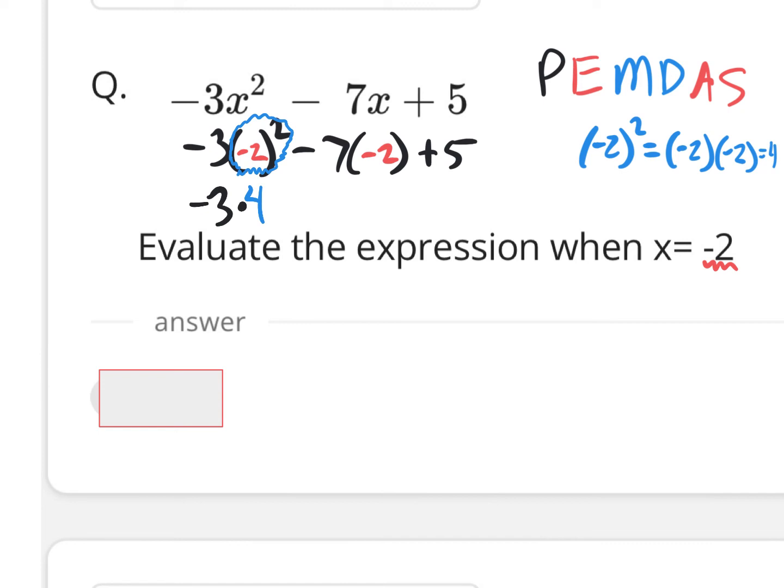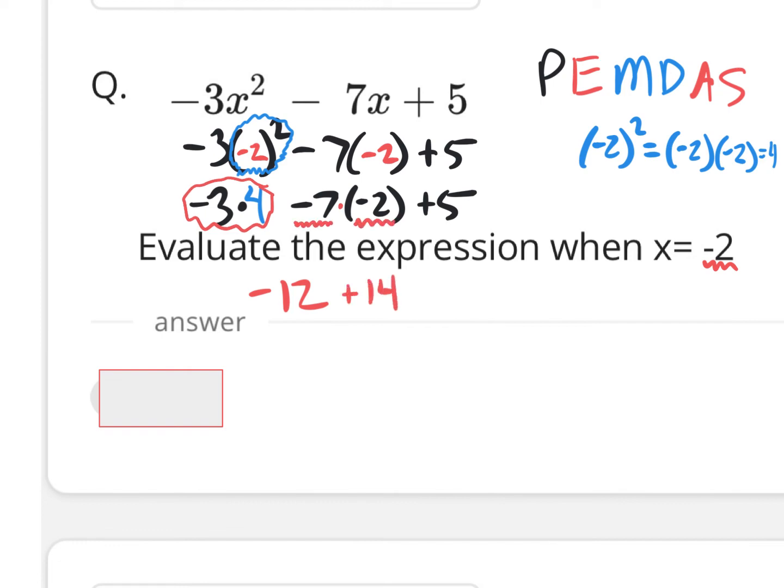But let me rewrite everything. I have the -7 times -2 and the +5. Okay, so we have gotten rid of the exponent. There was nothing to do inside parentheses. Then we did exponents. Now multiplication or division. We have multiplication here and also multiplication there. So we're going to do both of them. I want to begin with this one, -3 times 4, that's -12. And I might as well go to this next one, the -7 times -2. And notice that that's a -7, but I want to call it a -7 times -2. That'll be a +14. And last but not least, I'm going to bring down that +5.